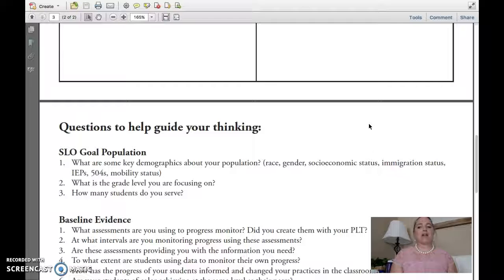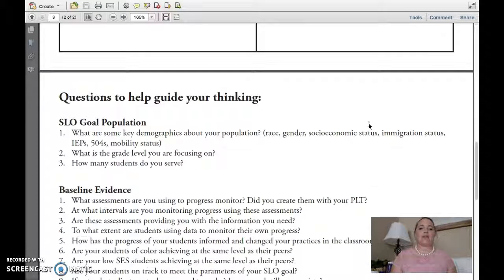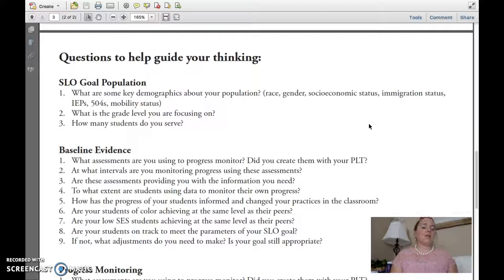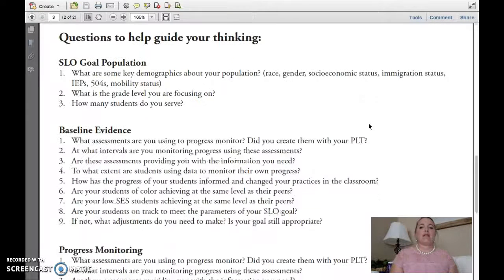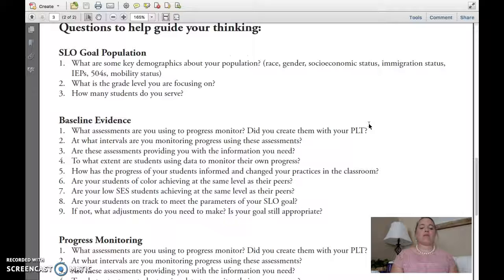I also put on this sheet, which would be handed out separately so they can use it side by side as they go through the questions that help guide their thinking. This is something we've had for a few years, and I've added onto it here and there to identify different ways that might help our teachers think differently about the data and about what they're doing in their classroom.